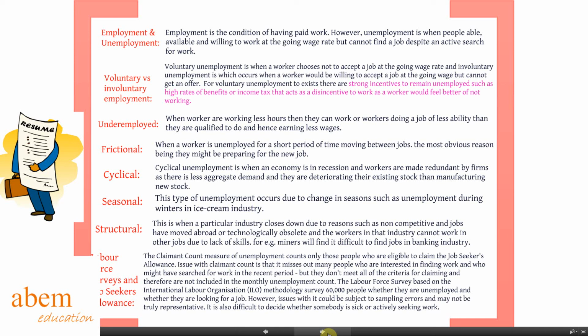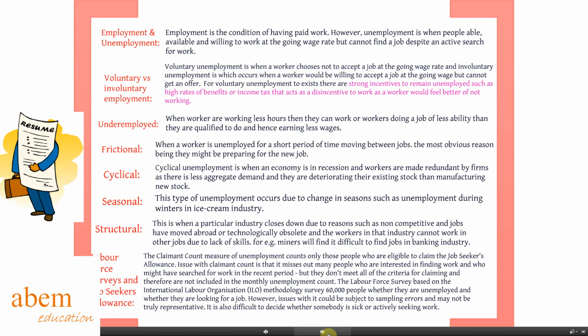Seasonal, a good example is the ice cream industry. There is peak demand for ice cream during the summertime, so there is more employment during spring and summer. Come autumn and winter, as there is less demand, workers are laid off. Structural is when a particular industry closes down due to reasons such as being non-competitive and jobs having moved abroad. For example, we cannot have miners from Yorkshire because coal and mining used to be an important industry in Yorkshire, but we cannot put them into the banking industry without upgrading their skills. So they have to go back into education to upgrade their skills so that they can then work in the banking industry or maybe the IT industry. So structural is workers not being able to do another job because of lack of skills.